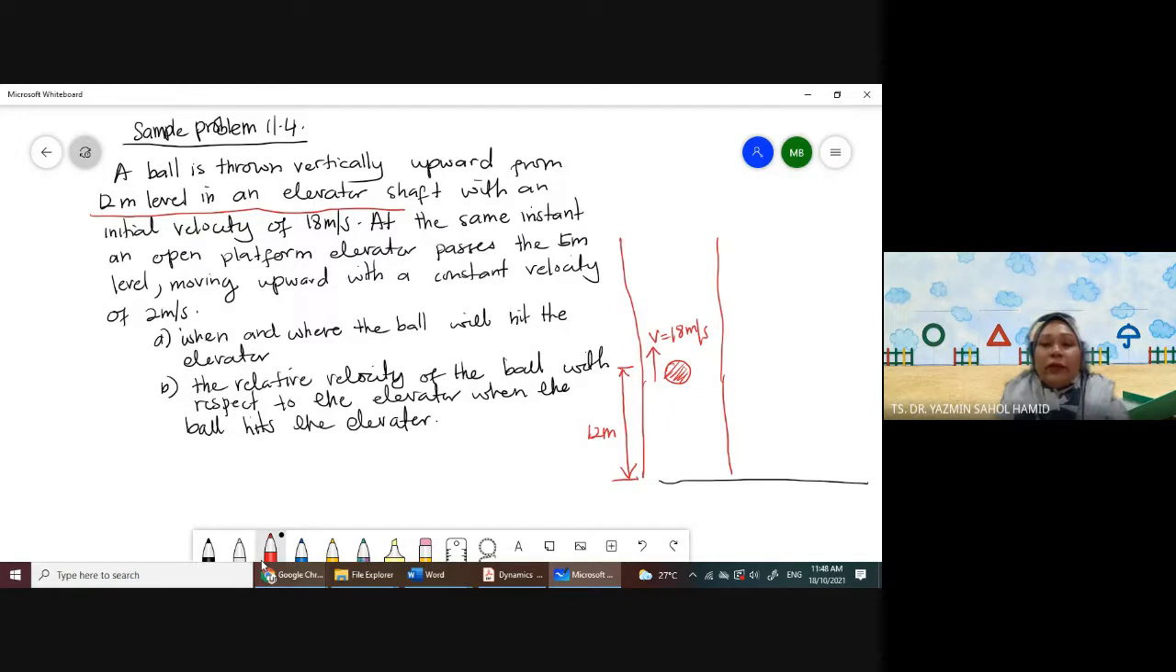Okay, at the same instant ada satu open platform elevator. So ni adalah gambar open platform elevator that is passing at the height of 5 meters. Okay. And then it is moving upwards with a constant velocity. So ni pun ada constant velocity. Velocity dia adalah 2 meter per second lah. Okay, so ada dua, this is the ball. This is the platform elevator.